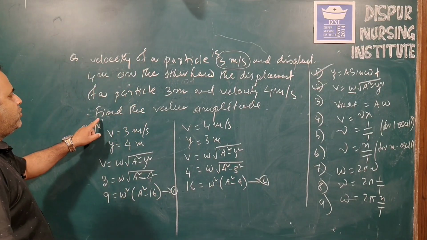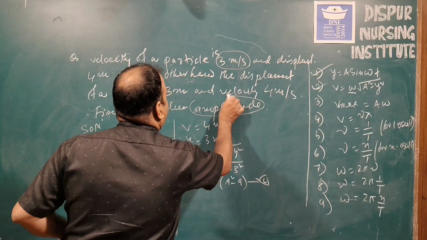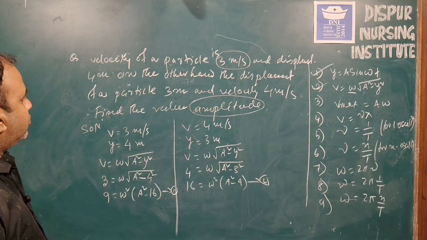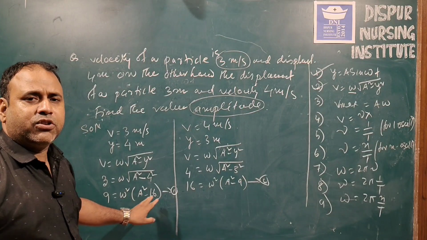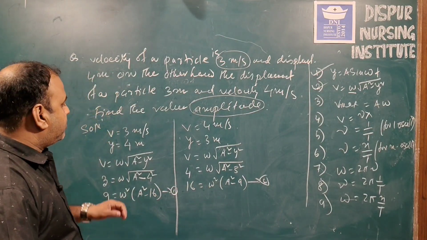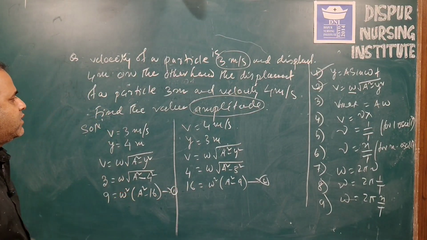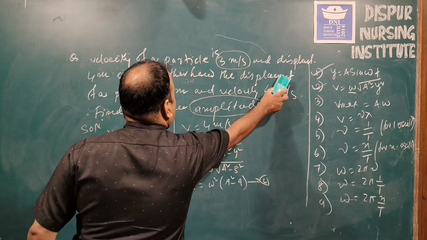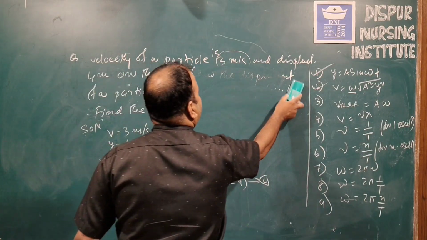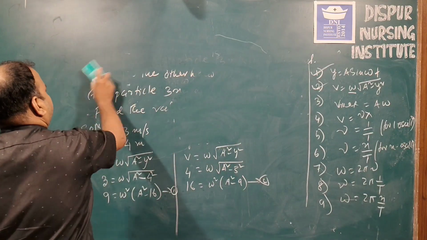Now we have to calculate the value of amplitude. Amplitude means A. So how can we calculate the value of amplitude? Equation number 1 and equation number 2 are given to you. So just divide equation number 1 by 2, then you will get the final result.